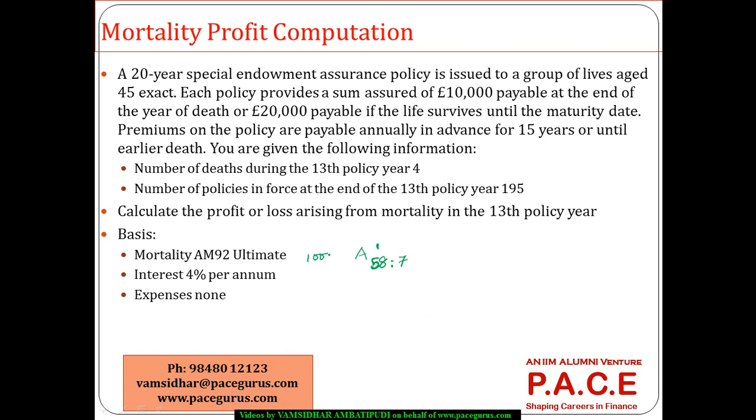So 10,000 times A58:7 plus 20,000 times V^7 times 7p58 is the maturity benefit. And out of this, we subtract the expected present value of the premium, the premium we have computed, which we still have to pay for 2 more years, ä58:2. So this will give me the reserves at the end of the 13th year. For this I require all these calculations.